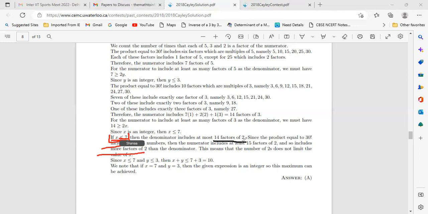All right. Since x is less than or equal to 7 and y is less than or equal to 3, then we can say x plus y is less than or equal to 7 plus 3, which will give you 10. From that, we can say that is the maximum value that can be achieved, which is 7 for x and 3 for y.